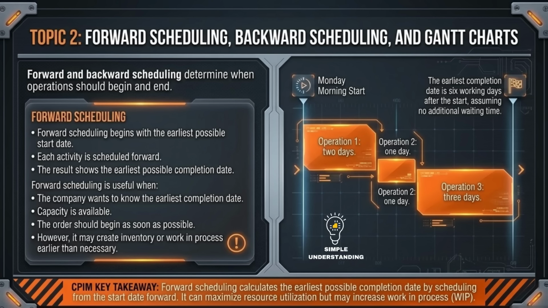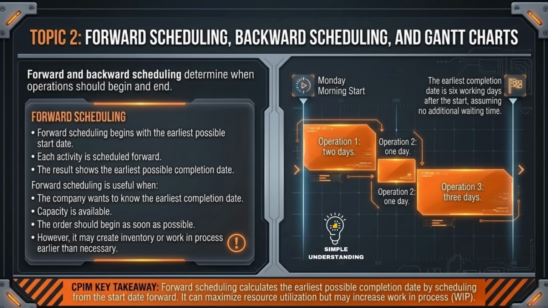Topic 2. Forward scheduling, backward scheduling, and Gantt charts. Forward and backward scheduling determine when operations should begin and end. Forward scheduling. Forward scheduling begins with the earliest possible start date. Each activity is scheduled forward. The result shows the earliest possible completion date.